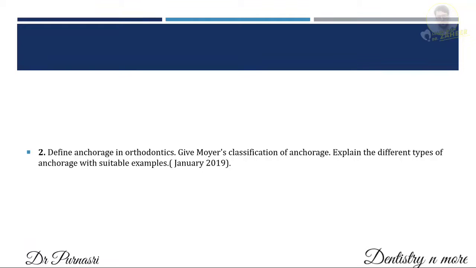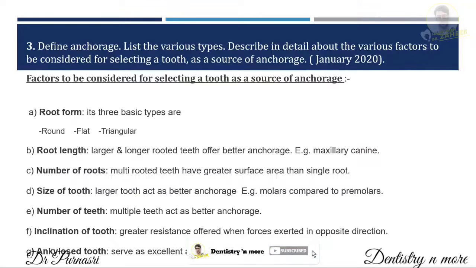The next question is very similar to the one we discussed previously. Define anchorage, then give Moyer's classification. So Moyer's classification is the one: simple, stationary and reciprocal anchorage. Then explain the different types of anchorage with suitable examples. So you have to give examples for these. Next question again is define anchorage. Then list the various types of anchorage, which we have also discussed, and then describe in detail the various factors to be considered for selecting a tooth as a source of anchorage.